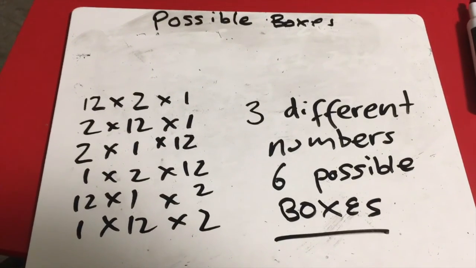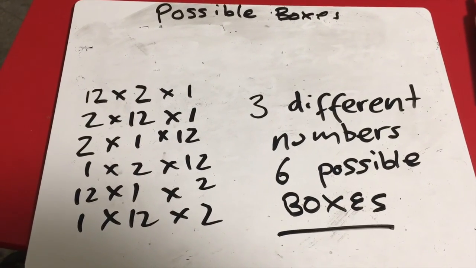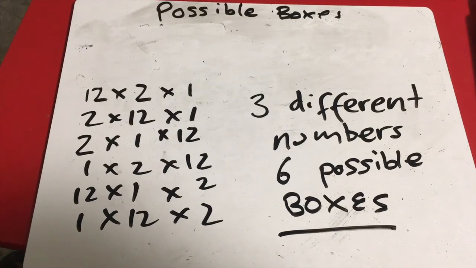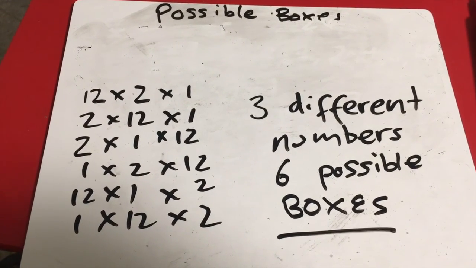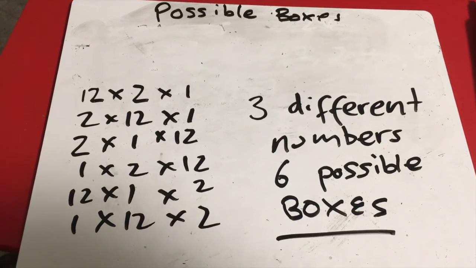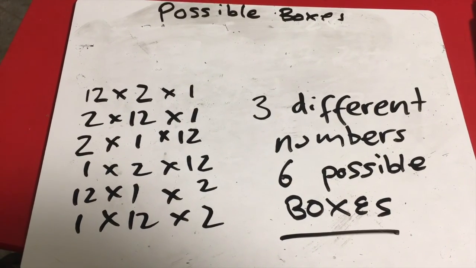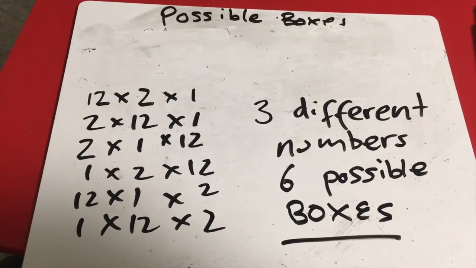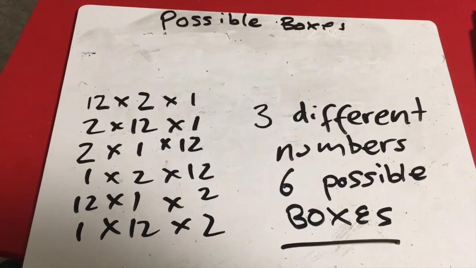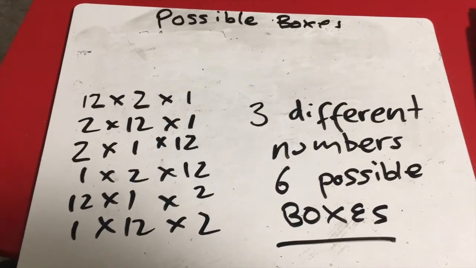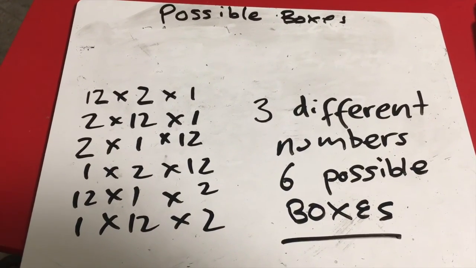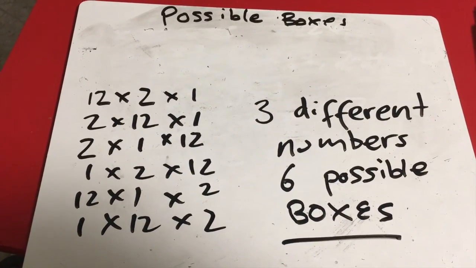So now I've listed out I've taken some factors, 12, 2, and 1. 12 times 2 is 24, 24 times 1 is 24. That law of commutability allows me to move them around and change the position of each number to cycle it in and out of the length position, the width position, and the height position. And I end up with 6 possible boxes as I look at them.